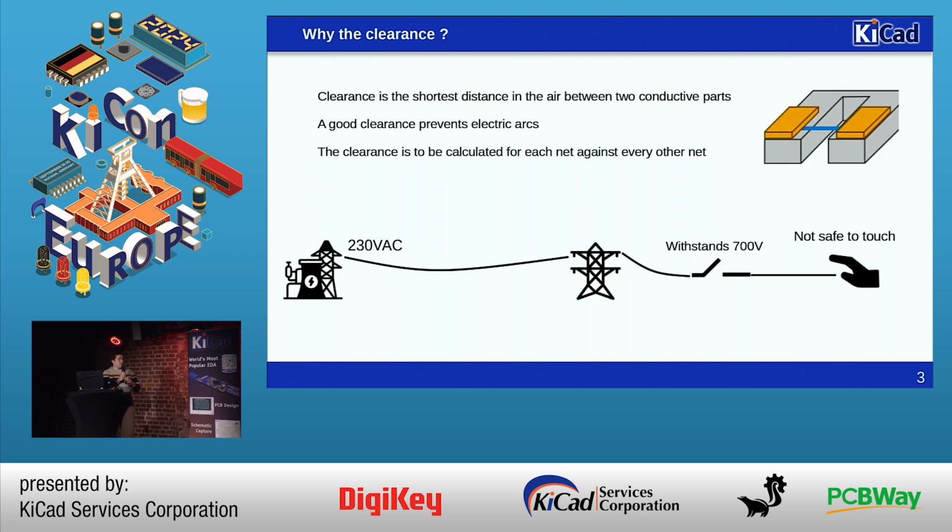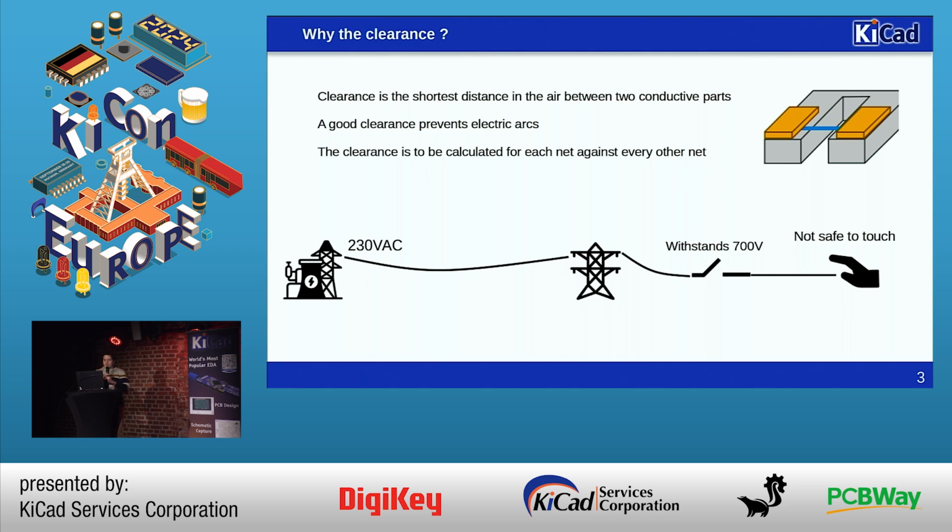So first of all, the clearance. It's the shortest distance in the air between two conductive parts. The idea is we should have enough clearance to prevent electric arcs. If we have arcing, we have a low impedance path and current can flow. This is not what we want. The clearance depends on the voltage between two nets. So it is to be calculated each net against each net.